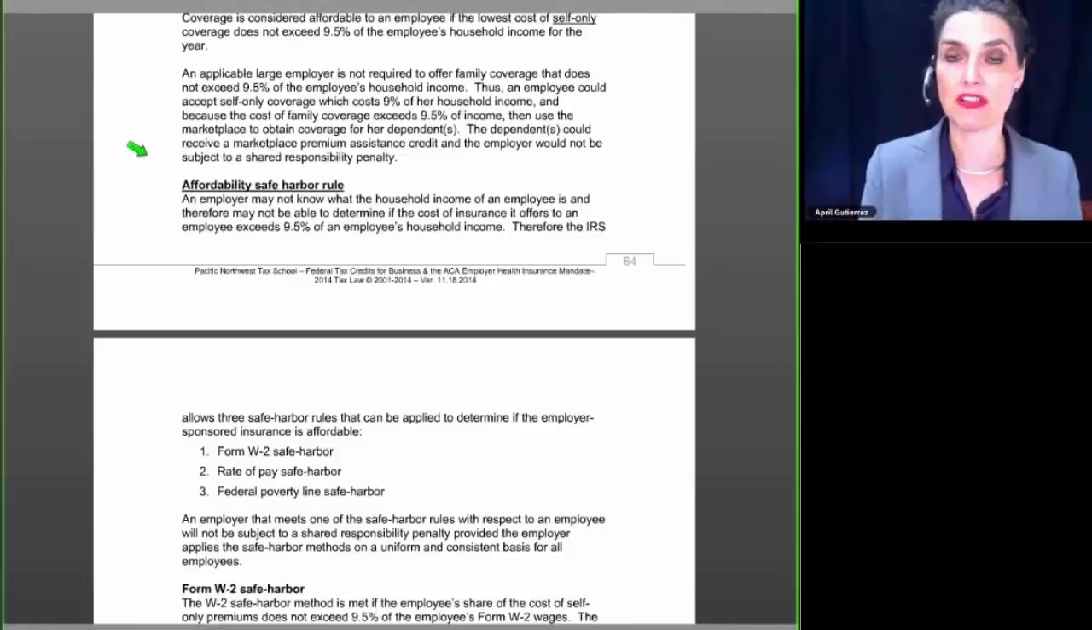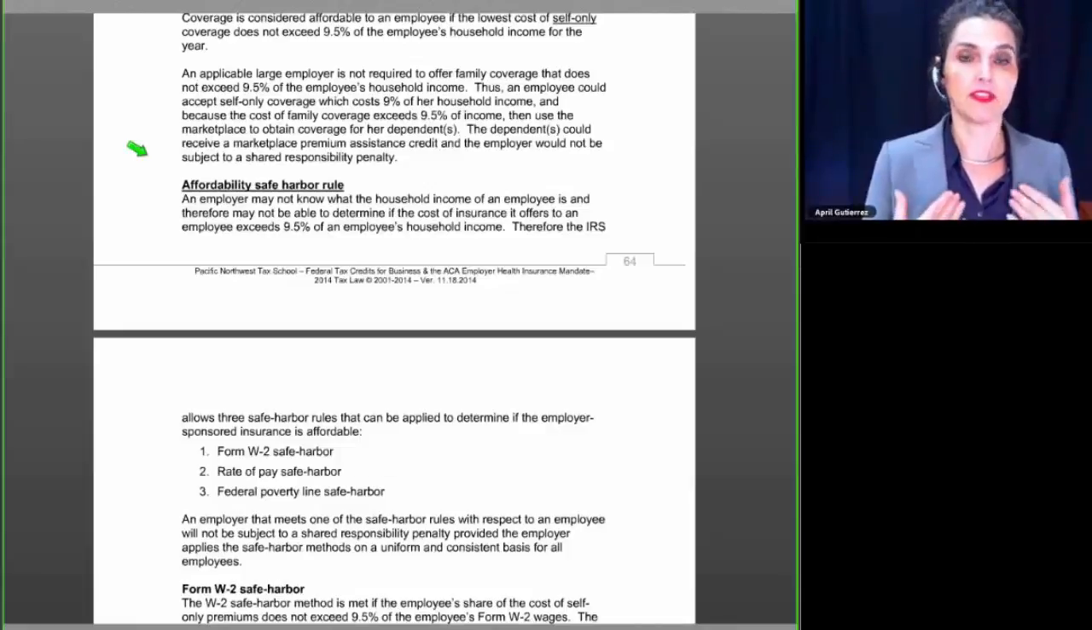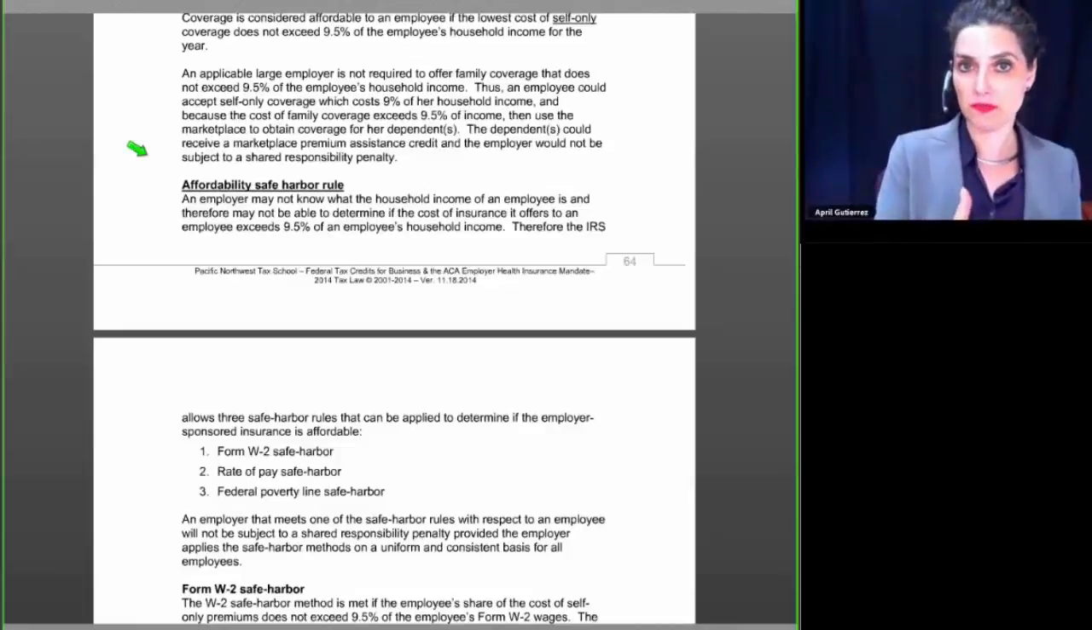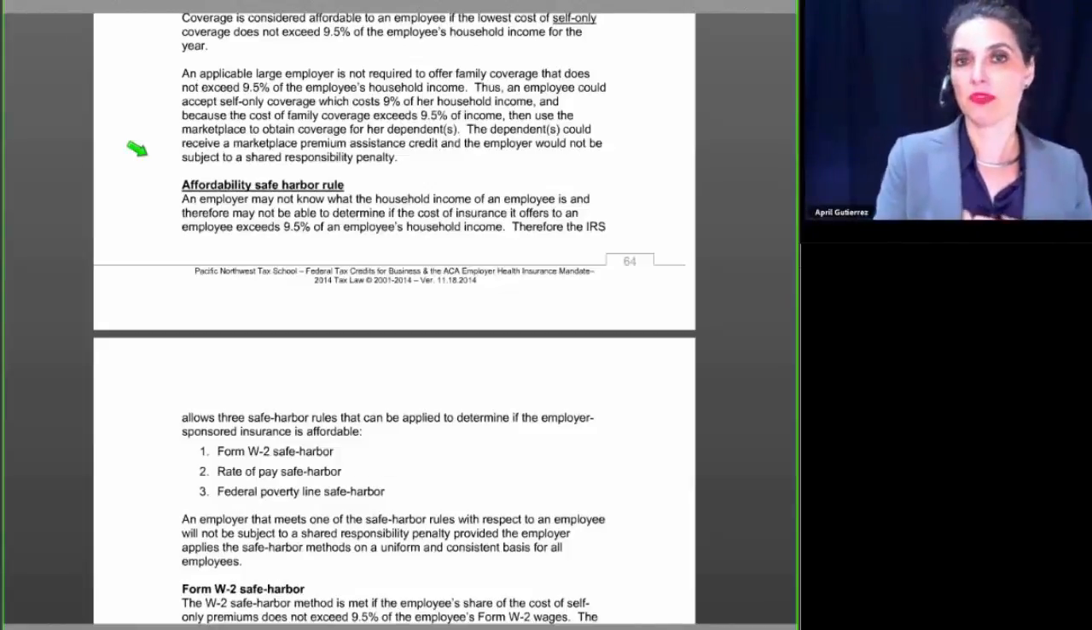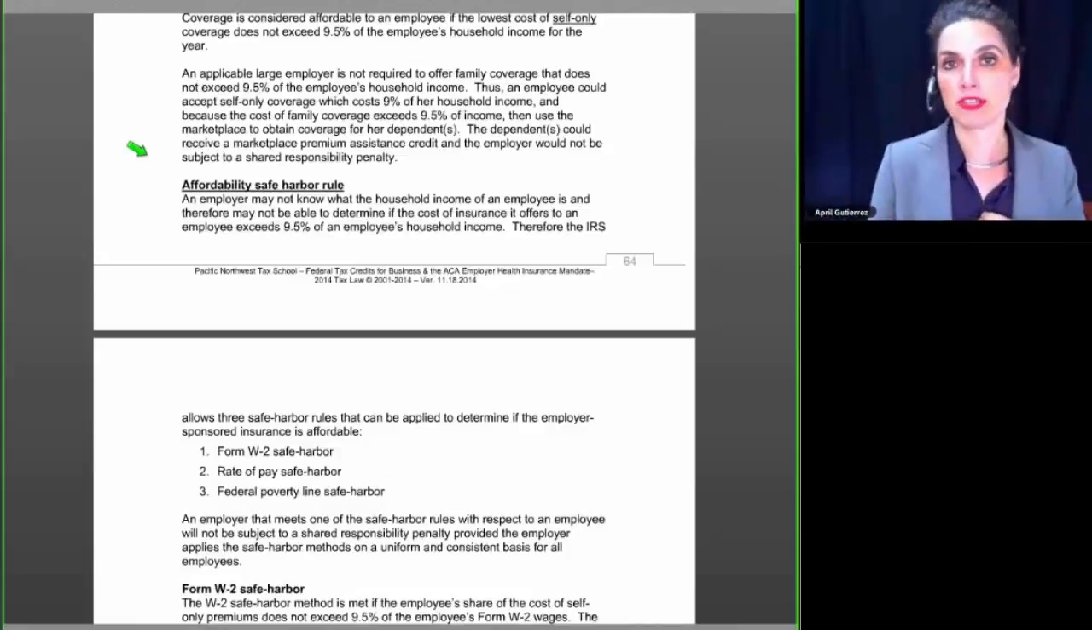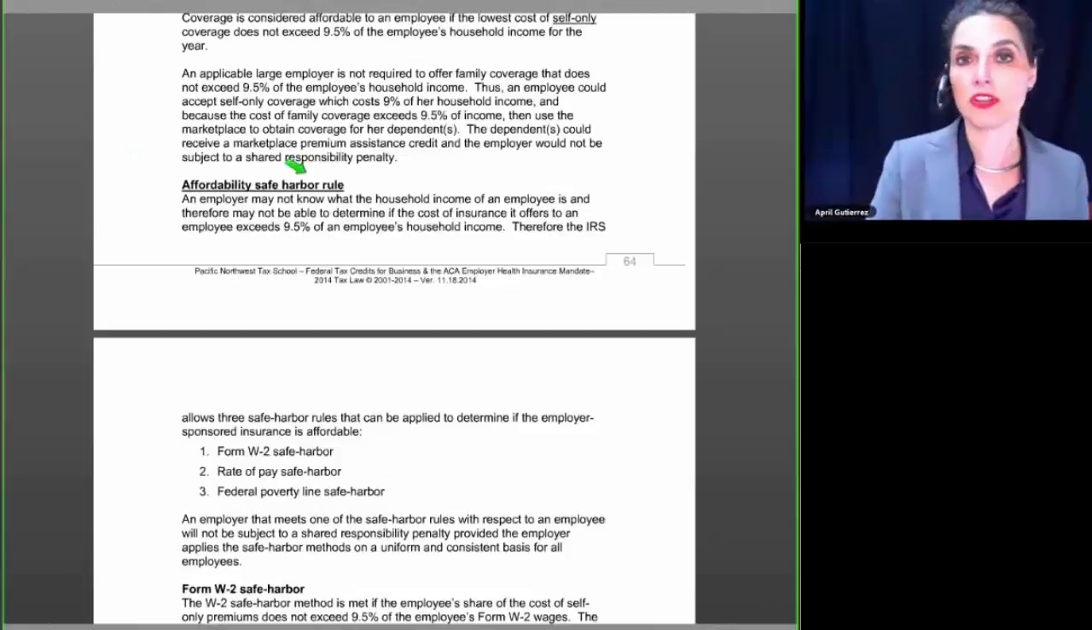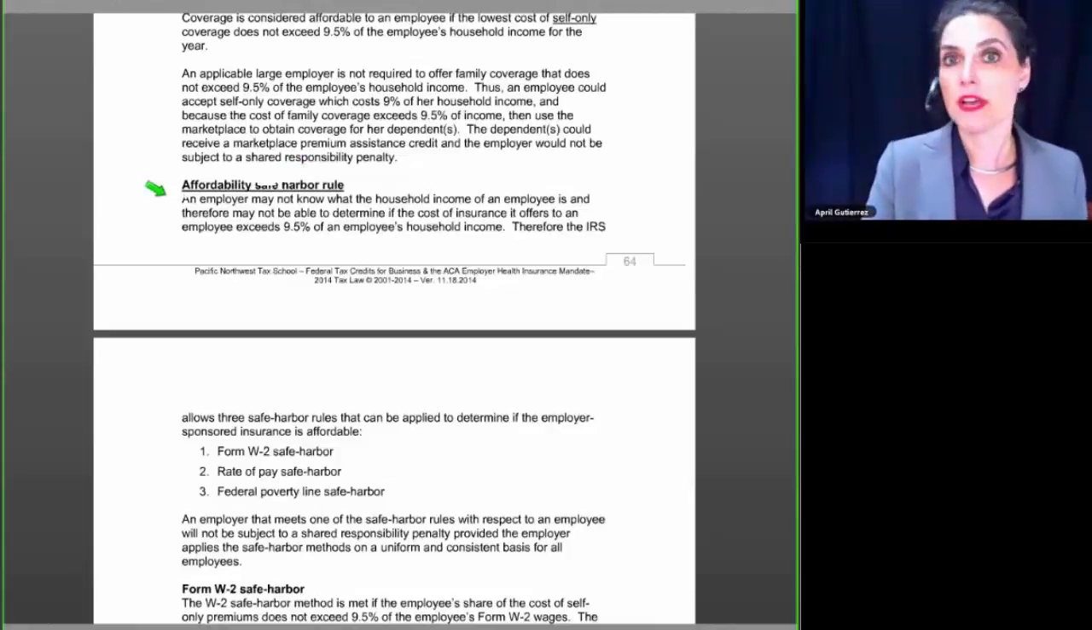Somewhere on the fringe of all of this, we have the dependents. If it is determined that an employer is offering affordable single coverage but unaffordable family coverage, the employee can accept individual coverage for themselves through their employer and then go to the marketplace and purchase insurance for their children. And very often it could be the case that those children could qualify for free health insurance through the marketplace.